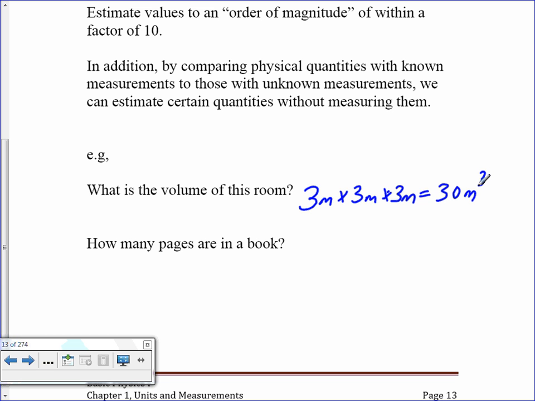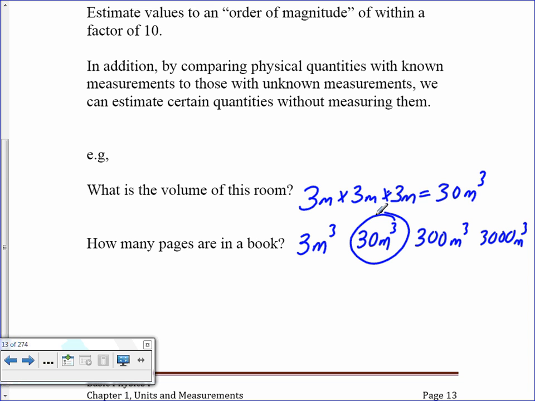Now, when I would give this to you on a test, it would be multiple choice, right? I would say, is the volume of this room 3 cubic meters? Is it 30 cubic meters? 300 cubic meters? Or is it 3,000? Now, we might have some disagreement on whether this is 2 meters or 3 meters, or 3 meters or 4 meters. But even with that disagreement, you're going to be able to land on the correct answer. So obviously here the correct answer is not 3 or 300, it's 30 cubic meters.